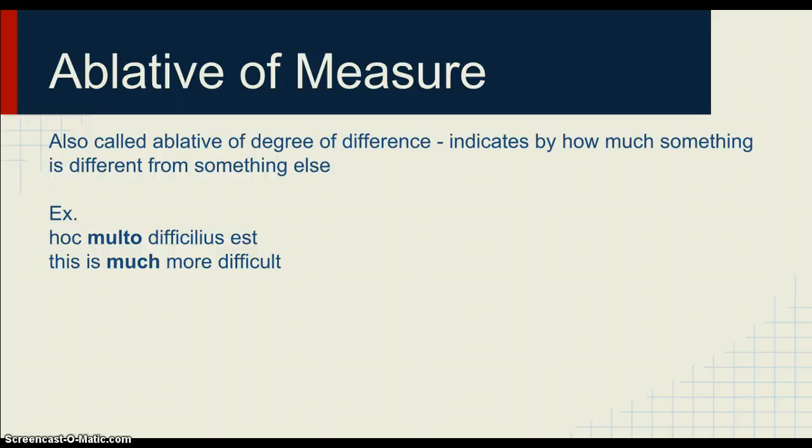Ablative of measure, also called ablative of degree of difference. It indicates by how much something is different from something else. An example is hoc multo difficilius est, which means this is much more difficult. It's indicating how much more difficult this is, so it's measuring the degree of difference.